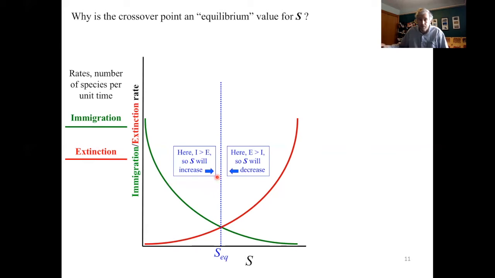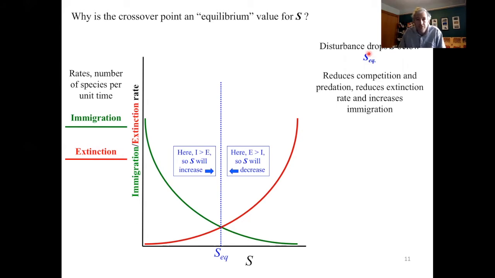Okay. So what we essentially have is, let's work through a scenario. Let's say, for example, a disturbance drops species richness below the equilibrium point. So we're on a new island, which is, in this case, a volcanic island. If it's a volcanic island, chances are it's going to have a volcanic eruption. That represents a disturbance. That volcanic eruption, by chance, will just drive some species to extinction. This extinction of species reduces competition and predation. That then reduces extinction rates and increases immigration.